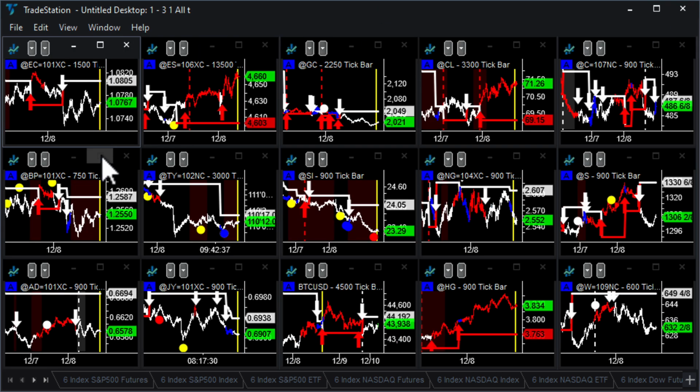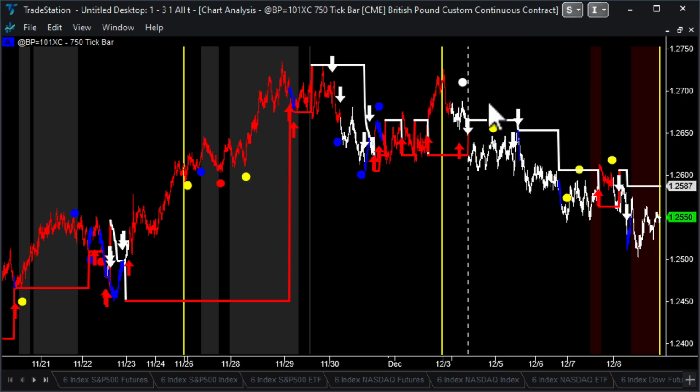But I think we did on the British pound. Yep, there we go. Beginning of this week, there we go. Bearish divergence, break the trailing stop, and we're in a downtrend on the British pound.